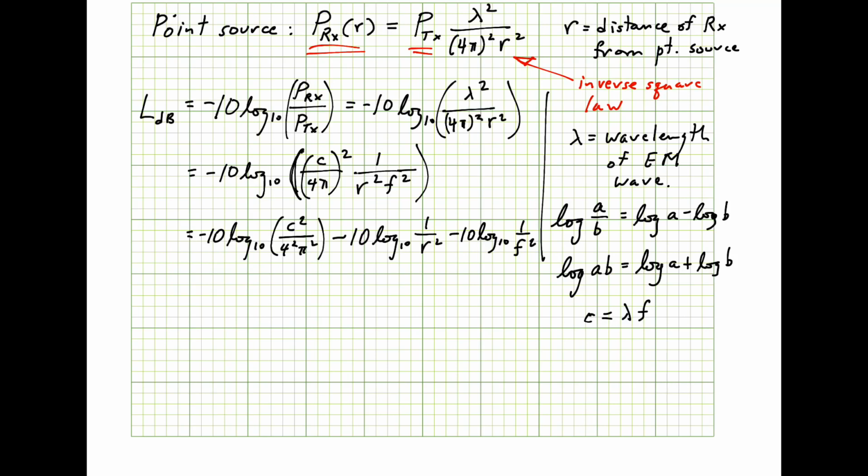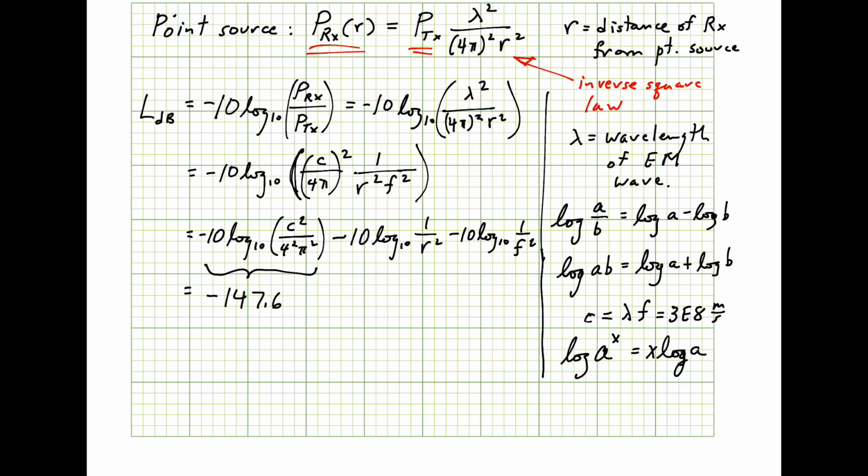The other log rule I'll be using is that the log of a to the x is equal to x times the log of a. And so I'm going to rewrite this as, well, look, this is just a quantity. We can literally plug this into our calculator, and we're going to get minus 147.6. Okay? c is a number. c is 3 times 10 to the 8th meters per second. Pi is 3.14. We can just calculate that.